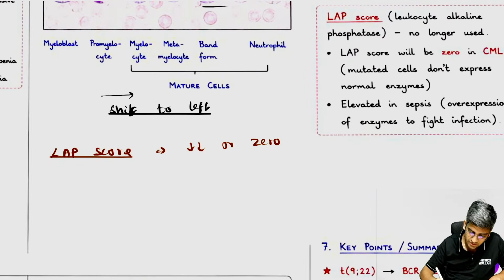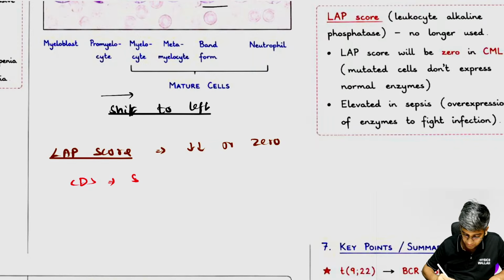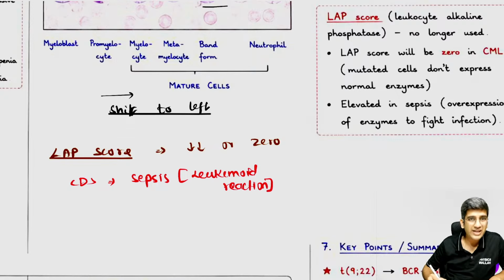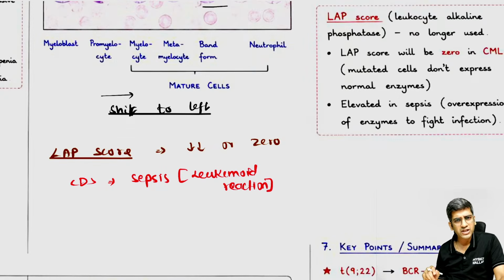It's used to differentiate another condition which will have shift to left, that is from sepsis. Sepsis also will have shift to left. We have something called a leukemoid reaction or sepsis. In that condition also I'll have more of immature cells, because when I have infection, I'll definitely end up having immature cells, right? So that is where you can have shift to left also.